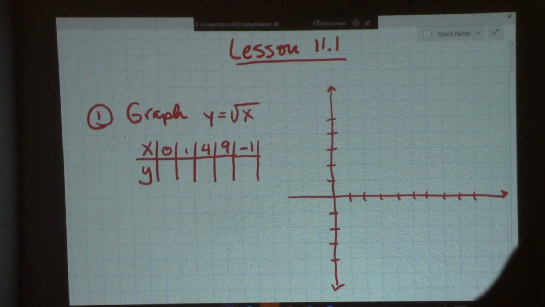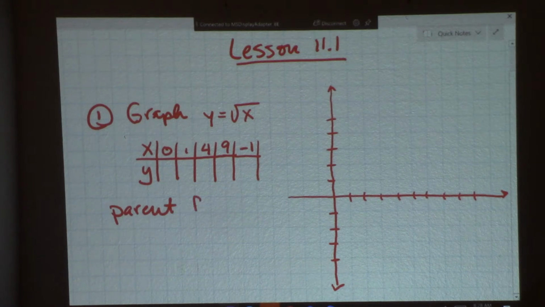Now, we're graphing. This is the parent function. So we're going to start with just the square root of x. That is the basic function, or equation, and then we're going to add things to it. If you look on your paper, number 2 is 3 square roots of x. Number 3 is y equals the square root of x plus 2. So we're going to be doing different things to an equation of the square root of x.